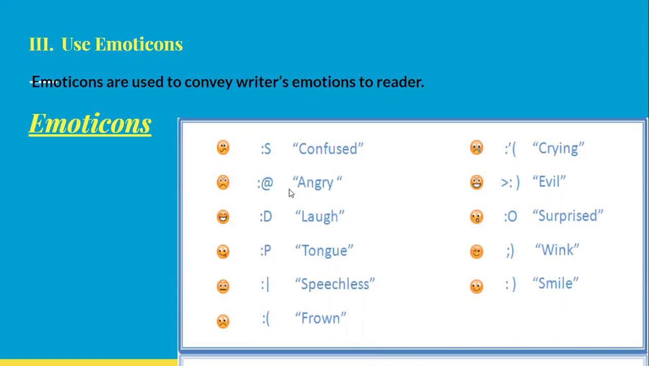The second one is for angry. And the third one is for love. These are emojis. These are emoticons. And what are they representing? So we can use emoticons to make our message beautiful.